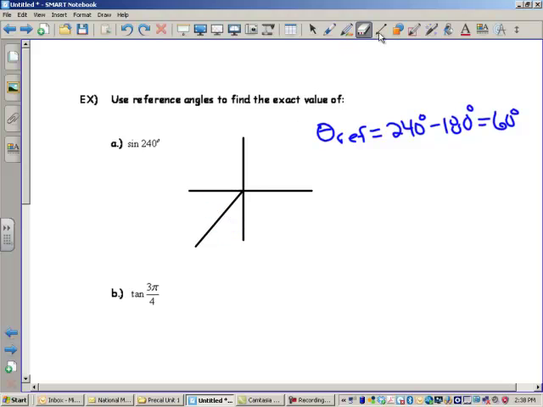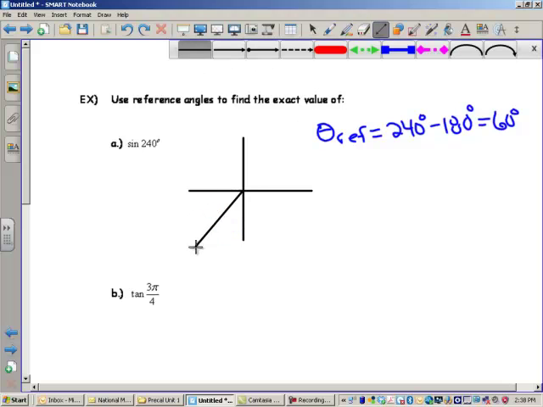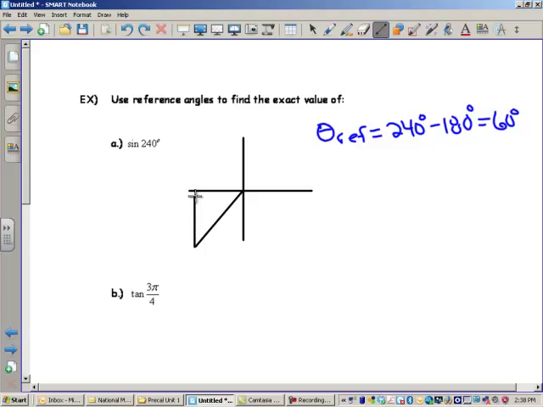We are going to draw an altitude directly to the x-axis, and we're going to create a right triangle. This is going to be a 90-degree angle. We just figured out that this reference angle is 60 degrees. That makes this other acute angle a 30-degree angle. So what we're going to do is draw on our knowledge of 30, 60, 90s.